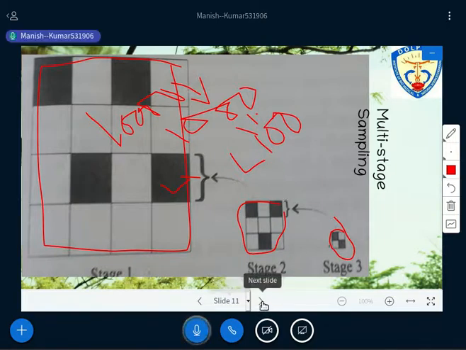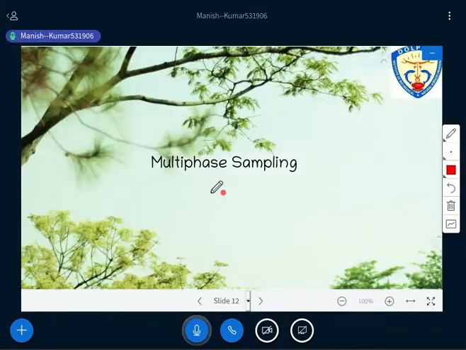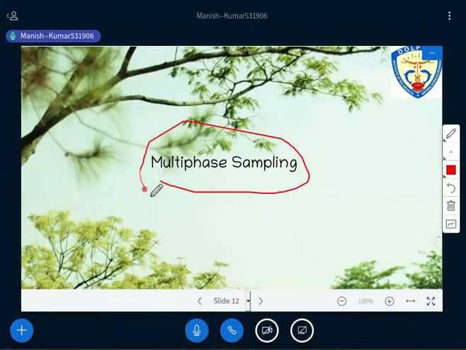Right. Now the last thing in random sampling is multi-phase sampling. Just as that is a stage, here it is the phase, right? Multi-phase. So it is a bit different from multi-stage. How is it a bit different?